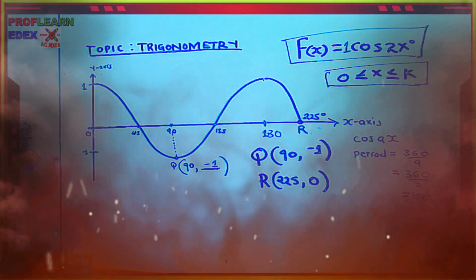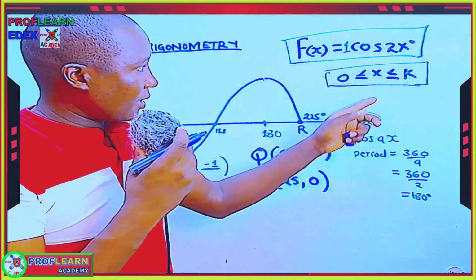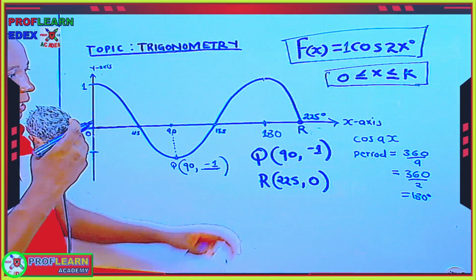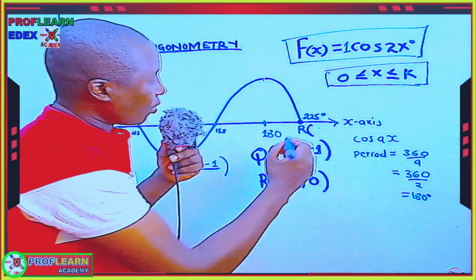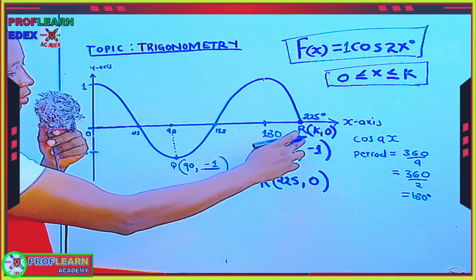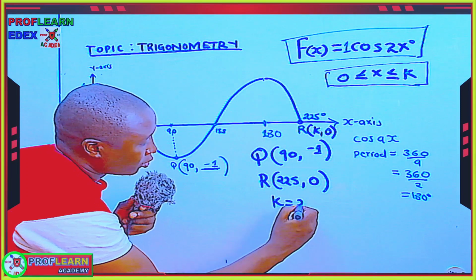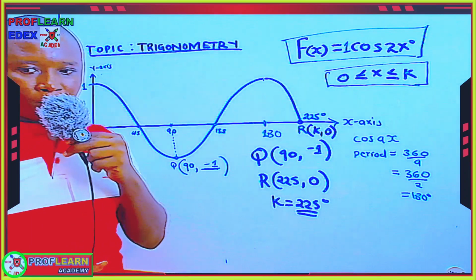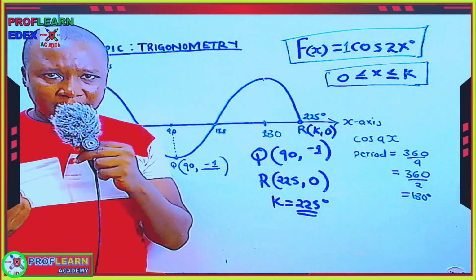Now we have an obligation of finding the value of k. On the diagram here, you are told that the coordinate of this point is (k, 0), so our k is equal to 225 degrees. So basically that's what you're supposed to do in order to write the coordinates of a trigonometric function and a trigonometric graph.